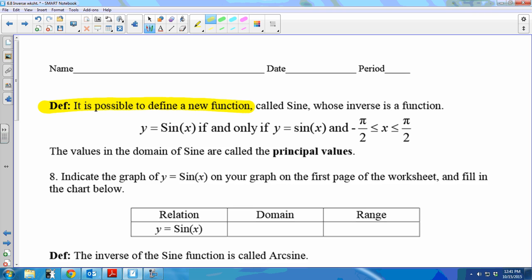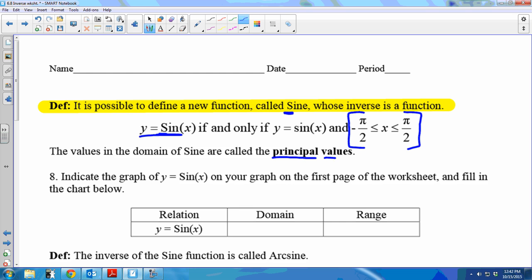It is possible to get a new function called Sine whose inverse is a function. Please take note of the capital S, because that's the only way you're going to differentiate the two. Sine with a capital S only has a domain from negative pi over 2 to pi over 2. So it's not all real numbers. We're going to just pick out that little section. The capital S is actually important because that means we're only looking at a single section instead of the whole curve. It says that the values in the domain are called principal values, and that's what we're going to talk about tomorrow in Learning Target 18. Okay?